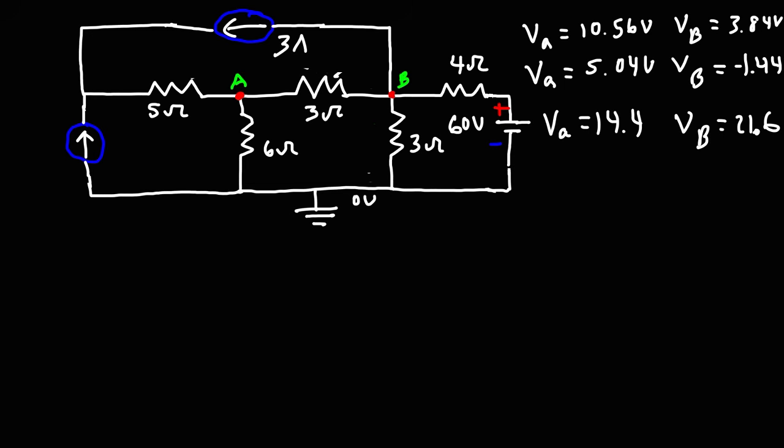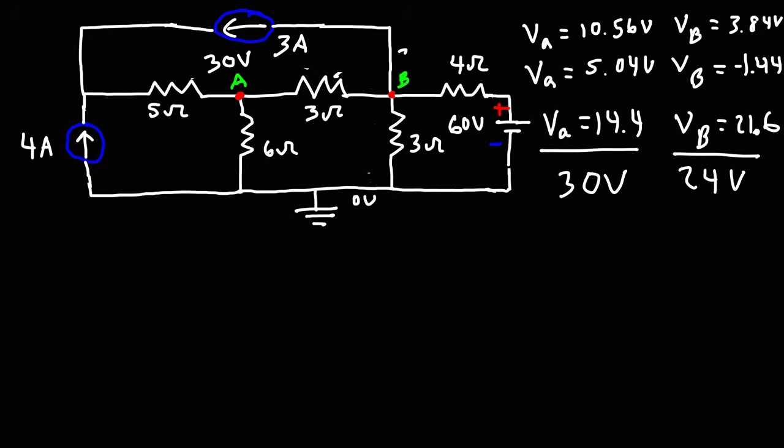So this was a 3 amp current source, and that was a 4 amp current source. Now what we're going to do is add the potentials at point A and point B. So the potential at point A is 10.56 plus 5.04 plus 14.4. According to the superposition theorem, when putting all 3 power sources in a circuit, the potential at point A should be 30 volts. And at point B, it's going to be 3.84 minus 1.44 plus 21.6. And so the potential at point B is 24 volts.